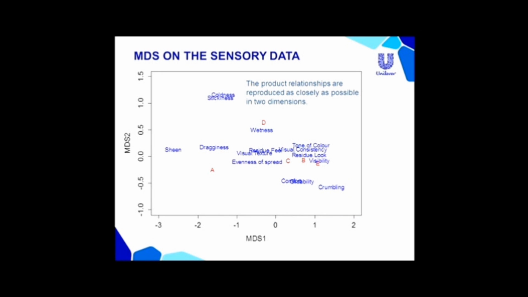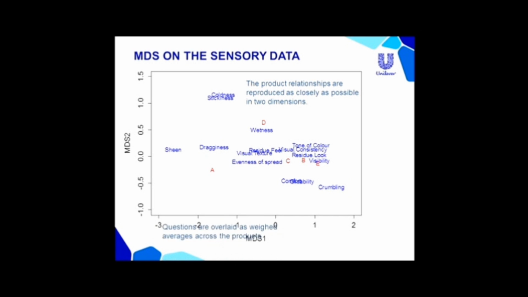So again, it reproduces the product relationships. The axes don't really have much meaning in these plots, whereas in principal components you can relate the axes to real things. You can't really with a multidimensional scaling plot, because this configuration you can rotate. You can rotate it around, it's still valid.